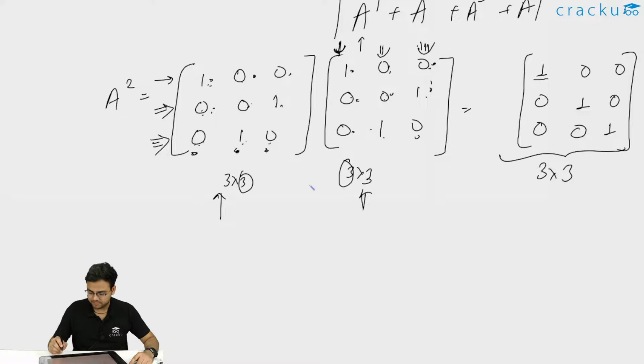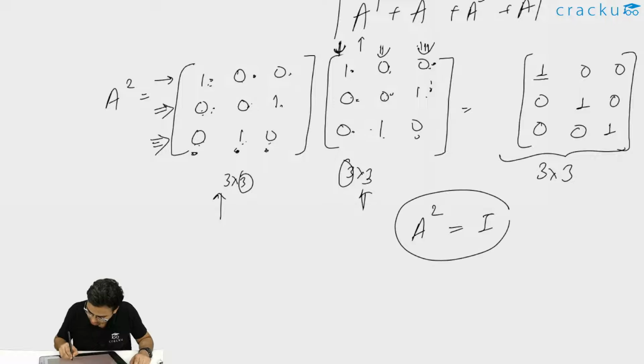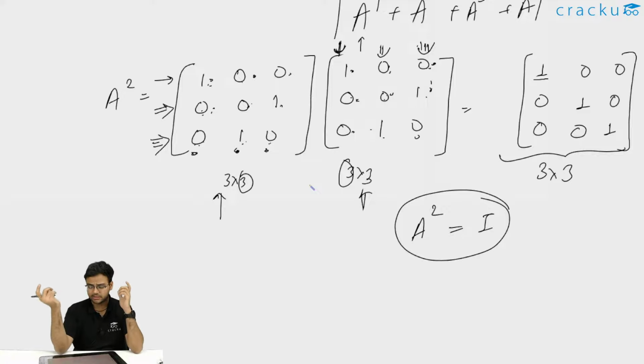So what is this? The diagonal elements are 1 and the other elements are 0. So this is exactly an identity matrix of 3 cross 3 order. A square is equal to I. So A square is an identity matrix. Now what will happen? If you remember the properties which we discussed in yesterday's class, any matrix multiplied by the identity matrix will give you the same matrix.